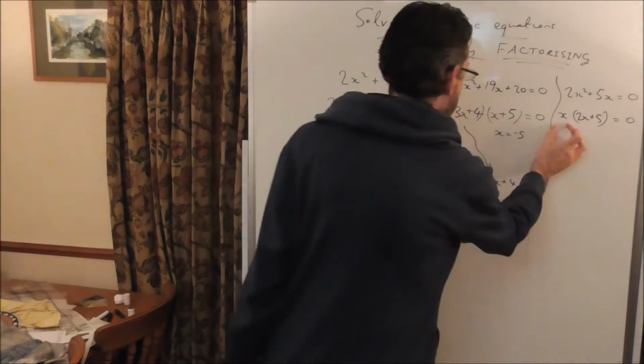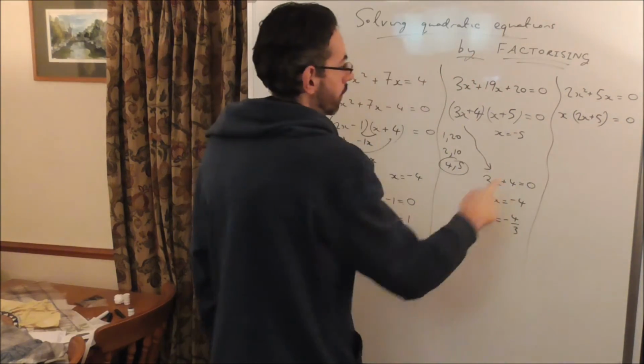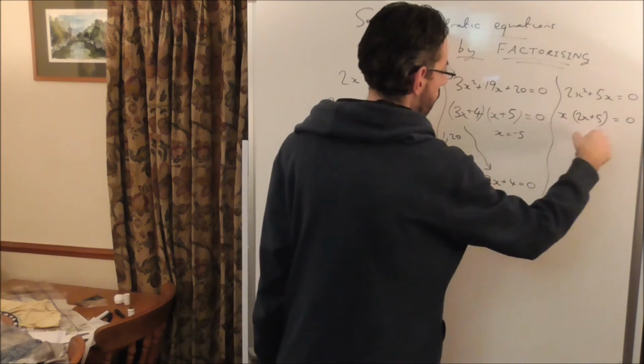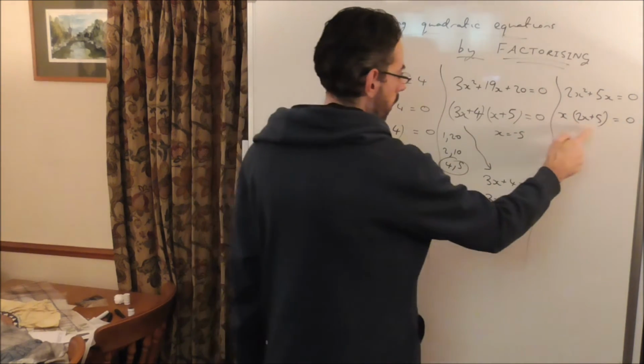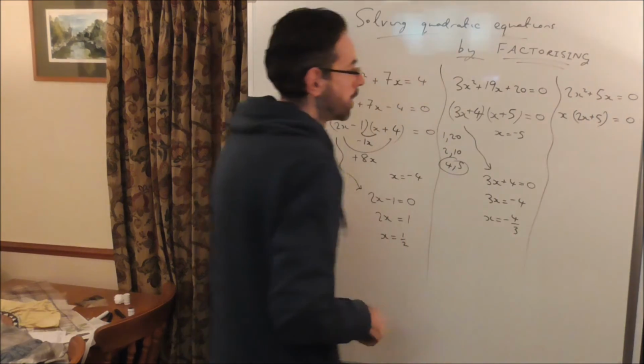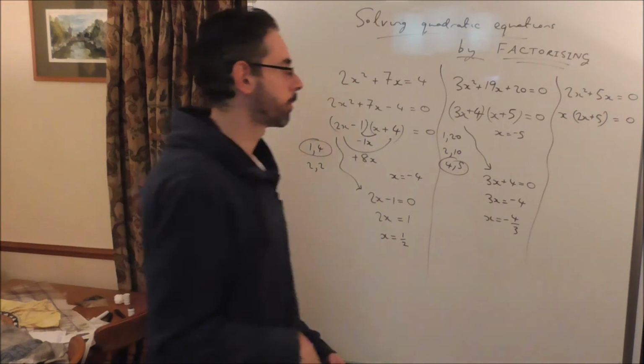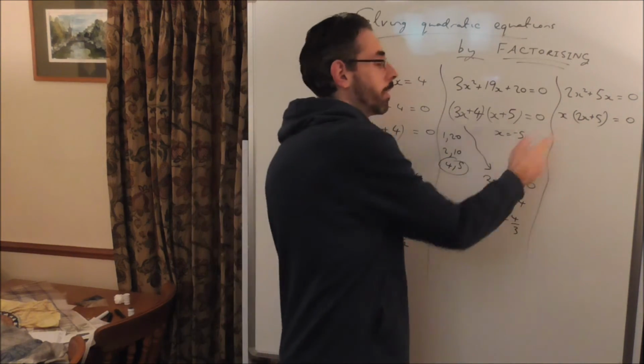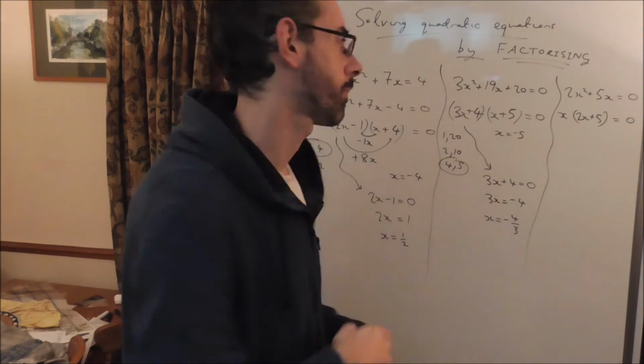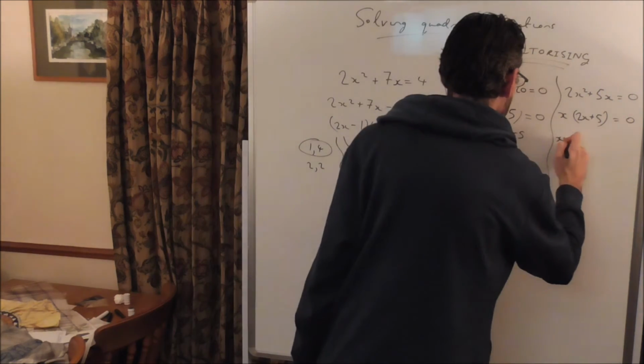So we've still got something times something equals 0. It's x times (2x plus 5) equals 0. So again, we've got to think what makes each of these things 0. If you remember from an earlier example, if x is on its own, then 0 is a solution. So x equals 0 is a solution.